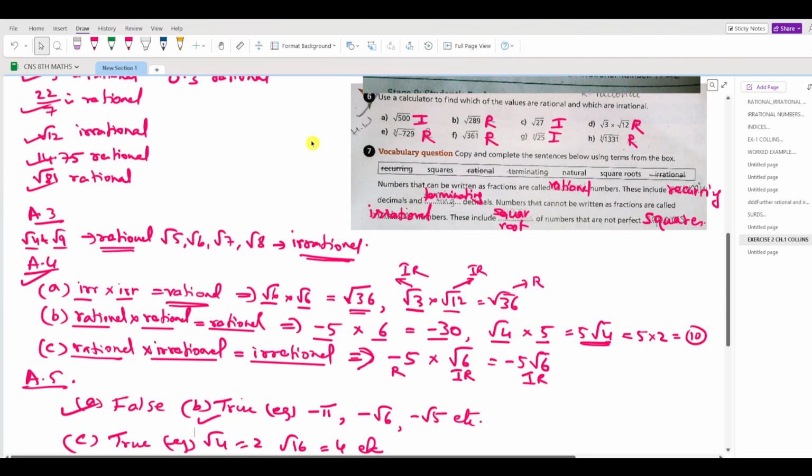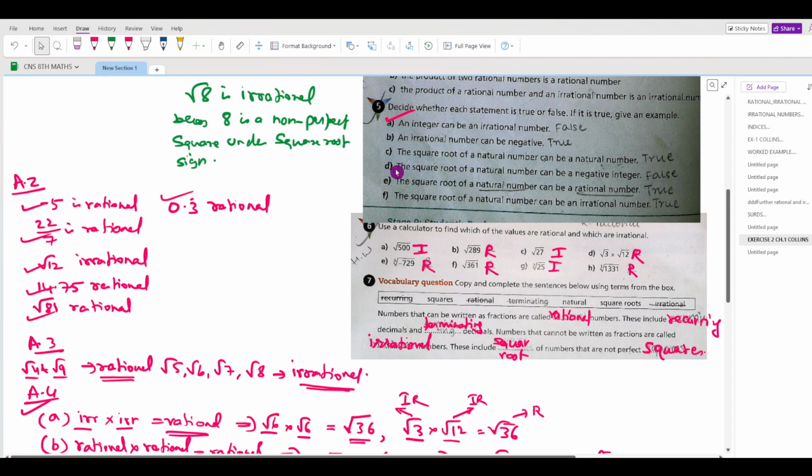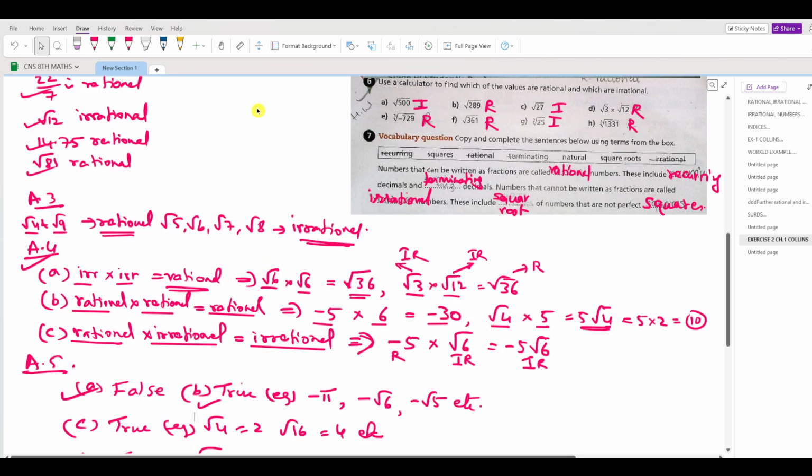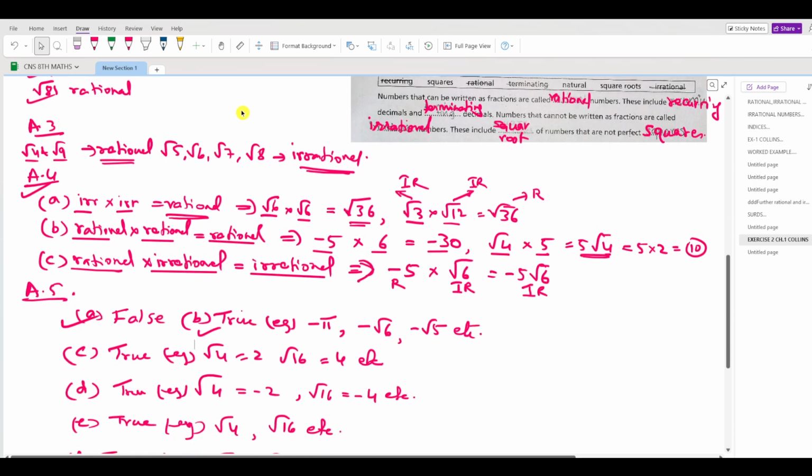Let us see what is C. The C statement is: the square root of a natural number can be a natural number. Yeah, this is a true statement. The square root of a natural number can be a natural number. You take for example, this C is true. Example root 4. Under the square root sign you have 4. So this is the square root of a natural number. The square root of a natural number is 2, which is a natural number. The square root of 16 is 4, which is also a natural number.